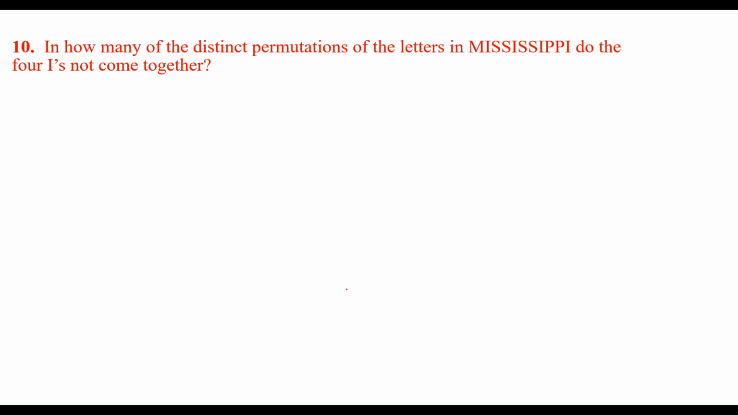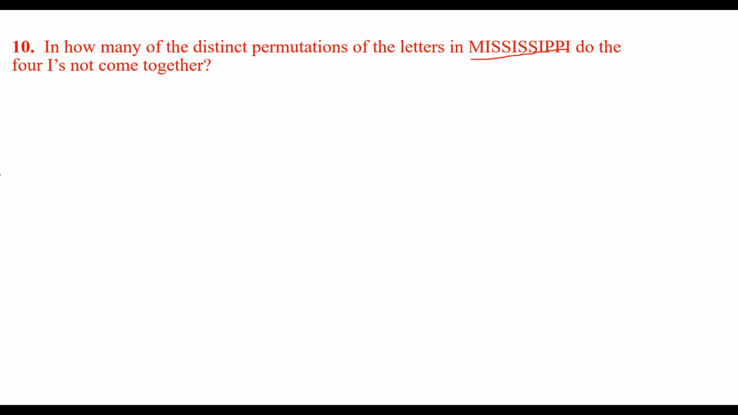Okay, now let's move on to the next question. In how many distinct permutations of the letters in the word Mississippi do the four I's not come together? So this is the word Mississippi. In this word we have four I's: one, two, three, and four.